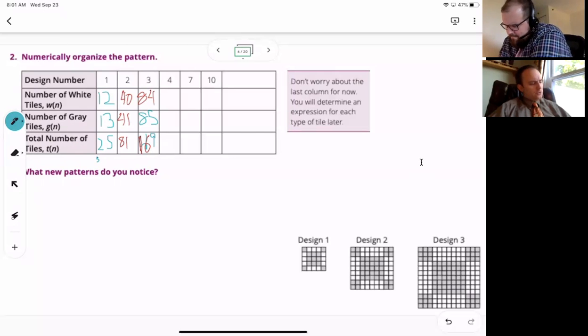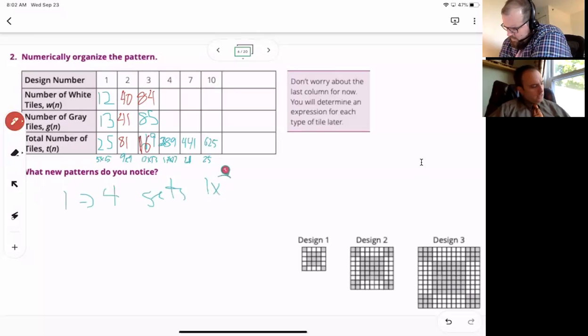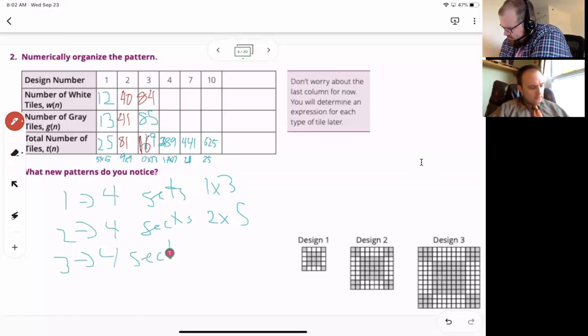True. And let's do the white ones. I feel like they're going to be easier, because for the white ones in design 1, it was 4 sets of 1 by 3. And then for design 2, it was 4 sets of 2 by 5. For design 3, it was 4 sets of 3 by 7. I wrote sets twice. I'm apparently having issues with words. Sets. There we go.